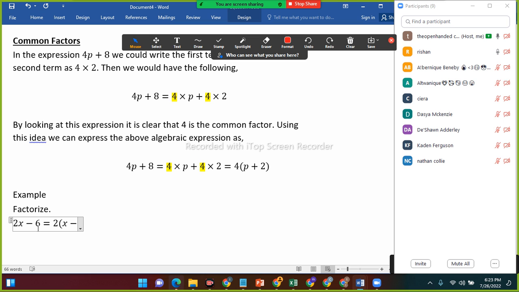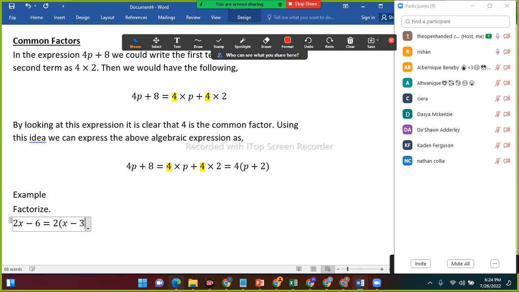What times 2 gives me 6? What times 2 gives me 6? Negative 4? I will help out with this. What times 2 is 6? 3. Exactly, 3. So 2 times 3 is 6.